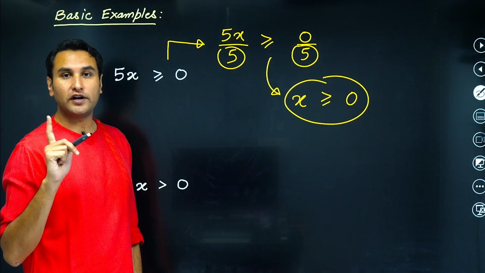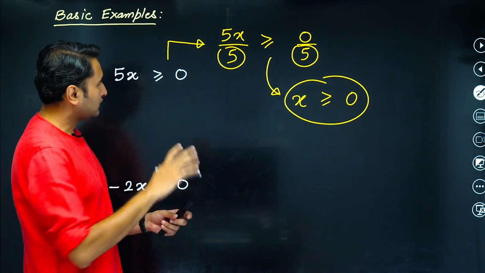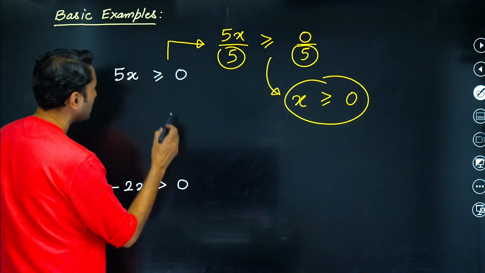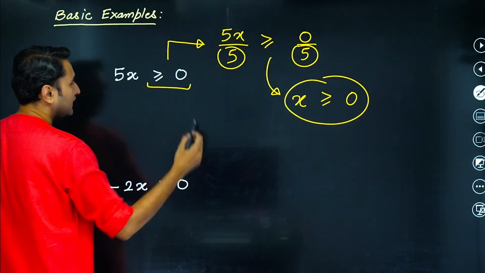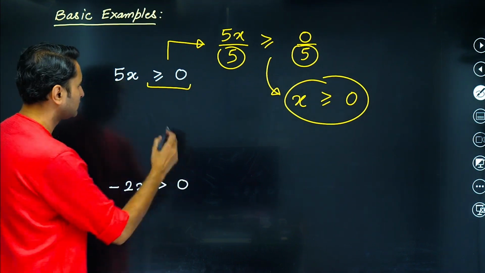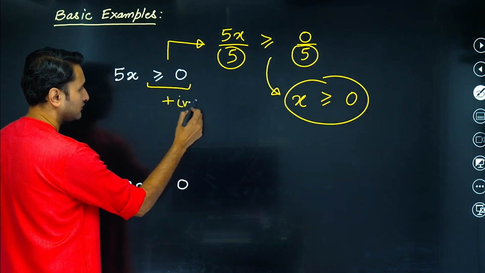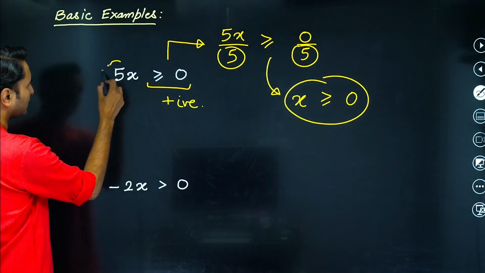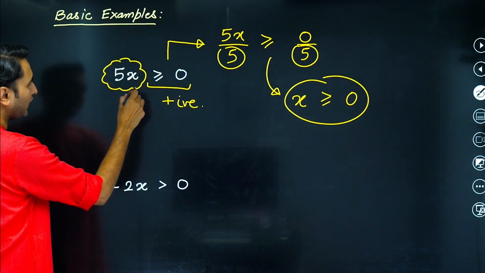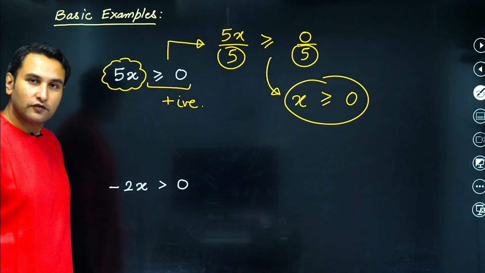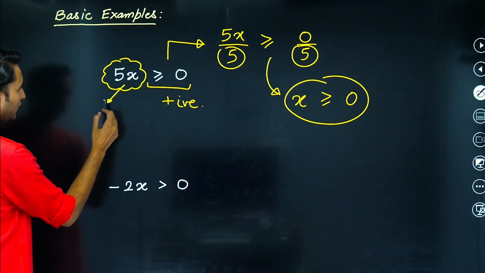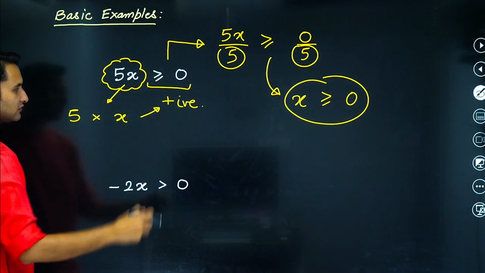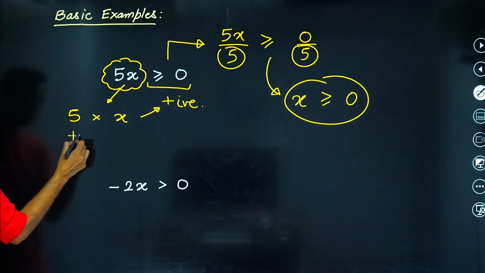Read with me very carefully. Now I'm telling you a logical way to think. This is the mathematical way of doing it. Now let's think about a logical way of understanding it. What does it mean? Greater than or equal to 0 means what? Positive. So what you mean to say is that 5x is positive. When is 5x positive? Look carefully. It is 5 multiplied by x. This should be positive, right? 5 itself is positive.